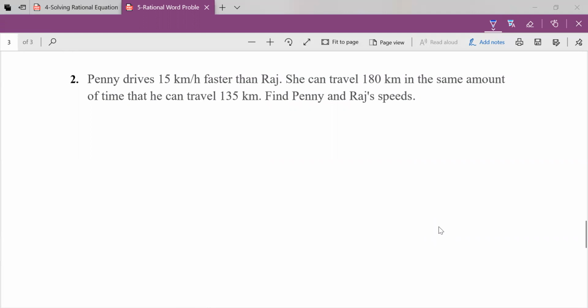So Penny's driving 15 kilometers faster than Raj. She can travel 180 kilometers in the same amount of time that Raj can travel 150. Let's find their speeds. Okay, this is a very, very common question. If you end up taking 30-2, this is like a diploma question almost. Okay, how I'm going to set this up is I'm going to set up a chart. Distance, speed, time, like that.